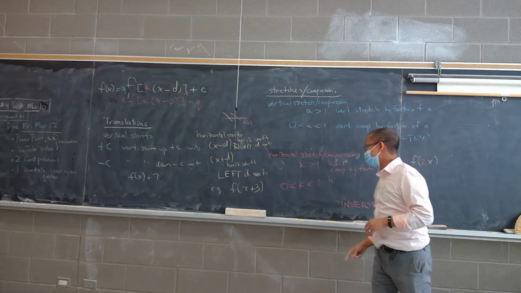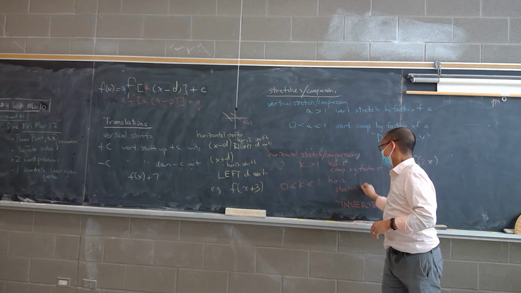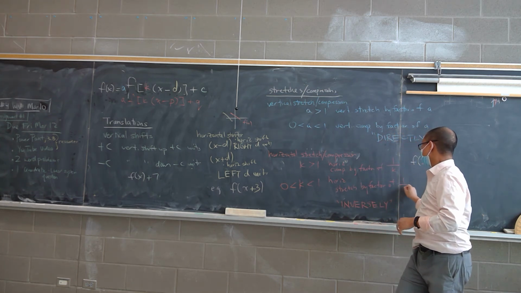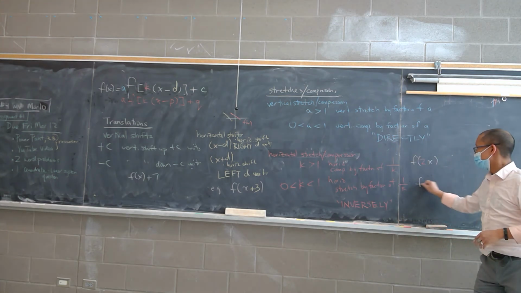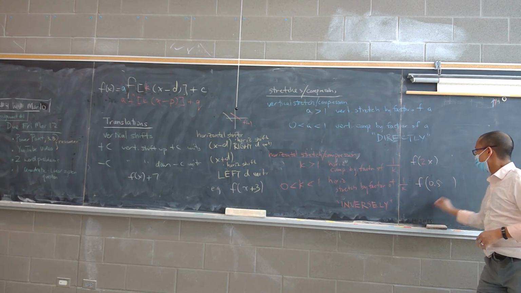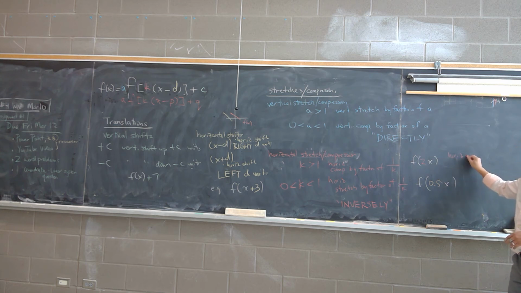And when k is in between 0 and 1, it's a horizontal stretch by a factor of 1 over k. So let me do that example. I'll write this out in English to help everyone out. This one is a horizontal compression by a factor of 1 over 2.